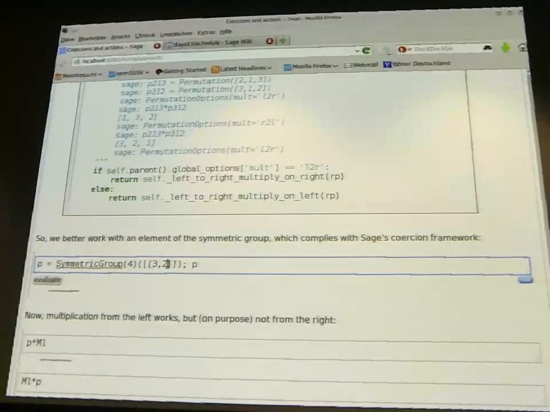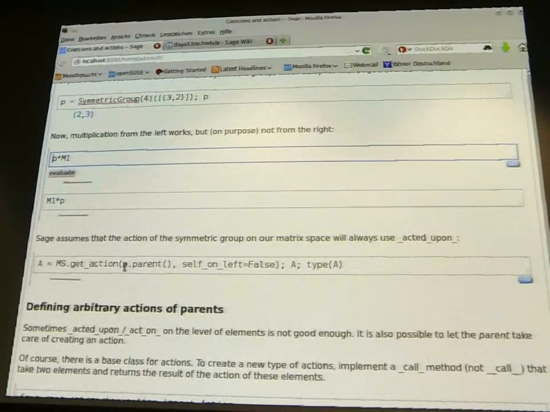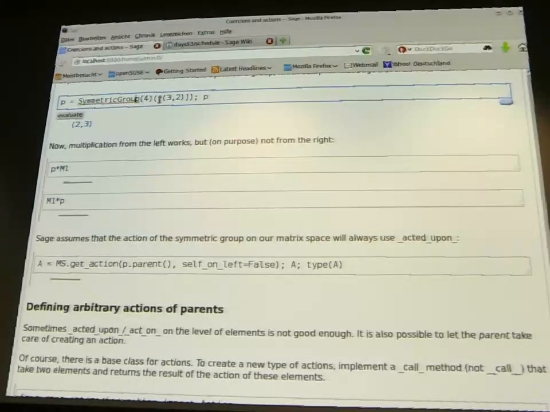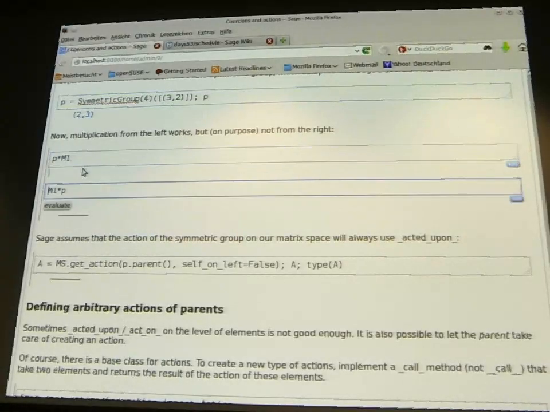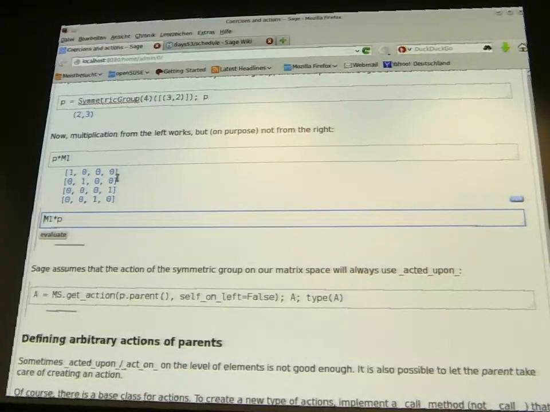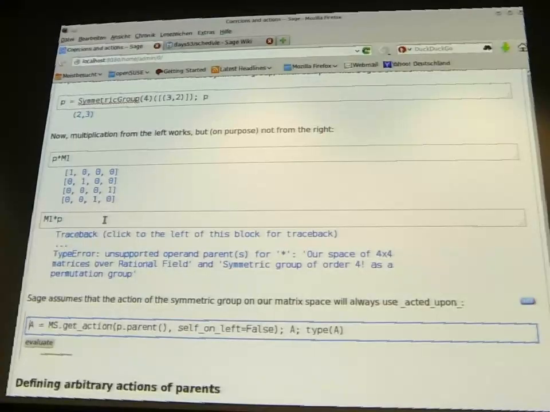So instead, permutation will not work for our example, but we can use an element of the symmetric group, which is also a kind of permutation, if you like. This was implemented in a way that fits better with the coercion framework, and now we can multiply. So we take an element of the symmetric group, which permutes 2 and 3, and in fact, the rows 2 and 3, well, counting starts with 0, are permuted. So this is what we wanted. We also wanted that there's only a permutation action from the left, but not from the right. So if we try from the right, then there will be an error, which is good. We wanted that this error happens.